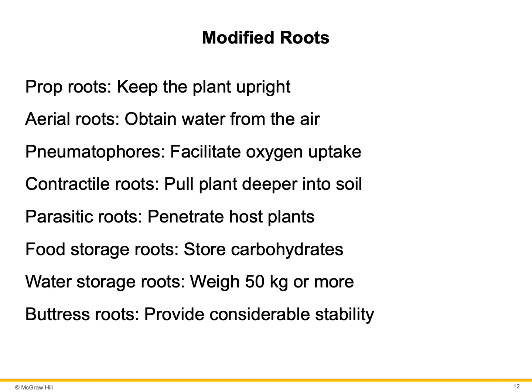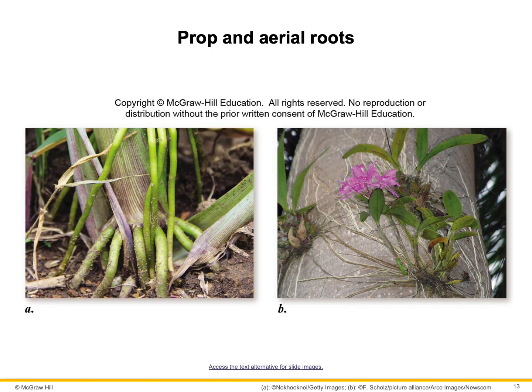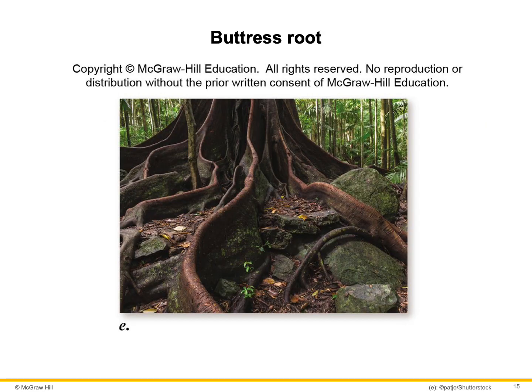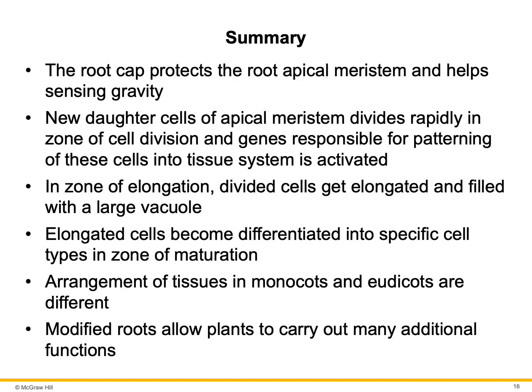So let's look at some pictures. Here is corn that has these prop roots, and orchids that have these aerial roots. Pneumatophores in plants grown in swamps, and then we also have these food storage roots, and lastly we have these buttress roots. So this is the end of the lecture.